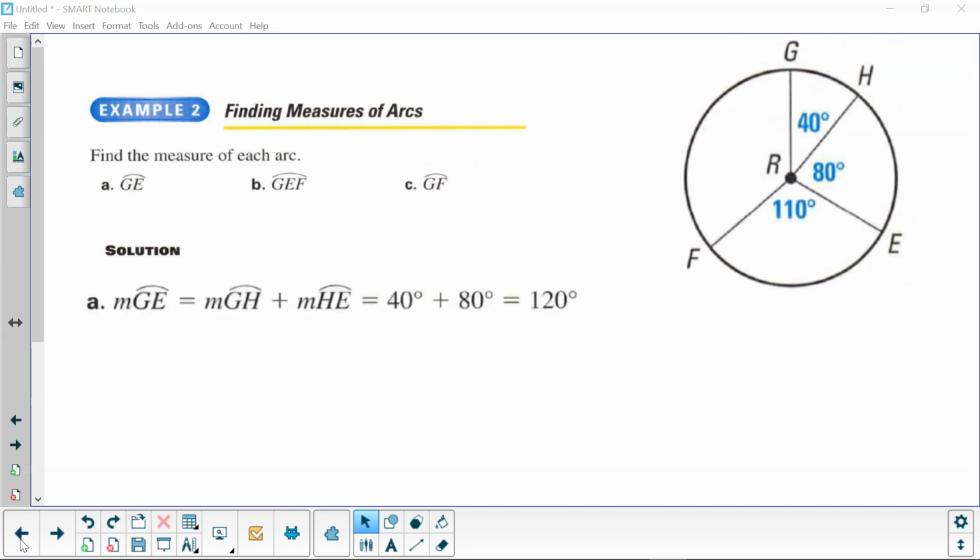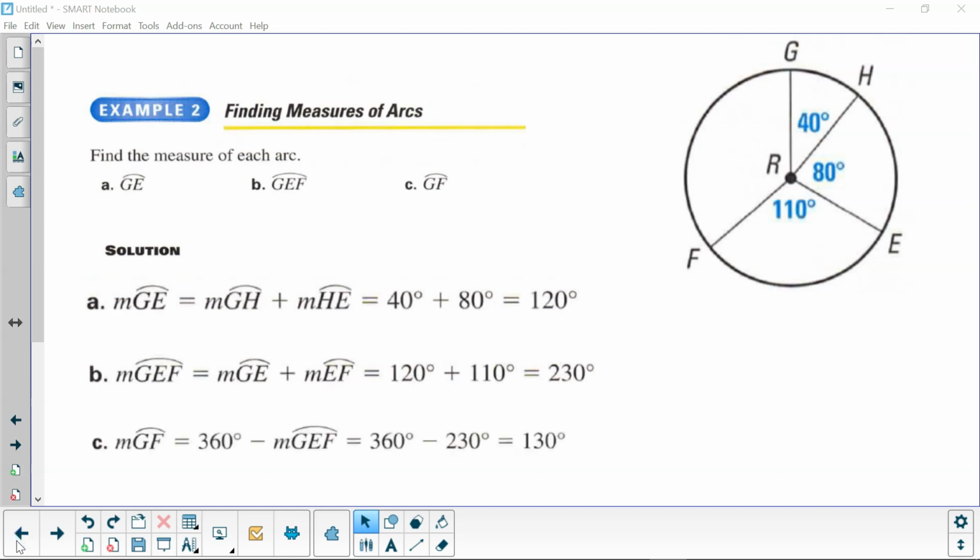GE. The measure of GE would be 40 plus 80, totaling 120 degrees. Arc GEF would be 40 plus 80 plus 110 degrees, giving us a total for GEF of 230 degrees. And finally, GF, the missing piece, we could subtract the angles that we do know from the total of 360 degrees, giving us 130 degrees for GF.